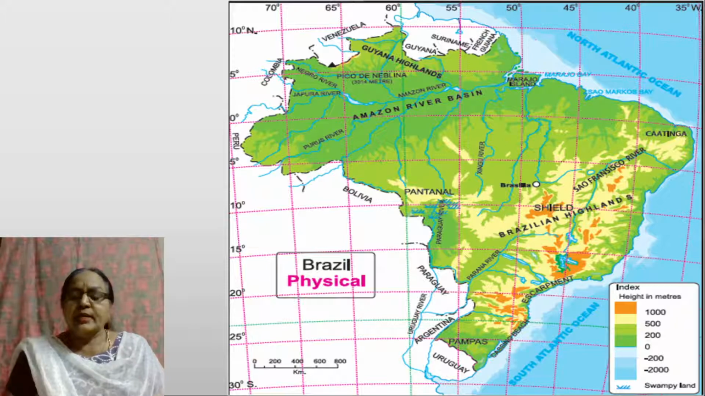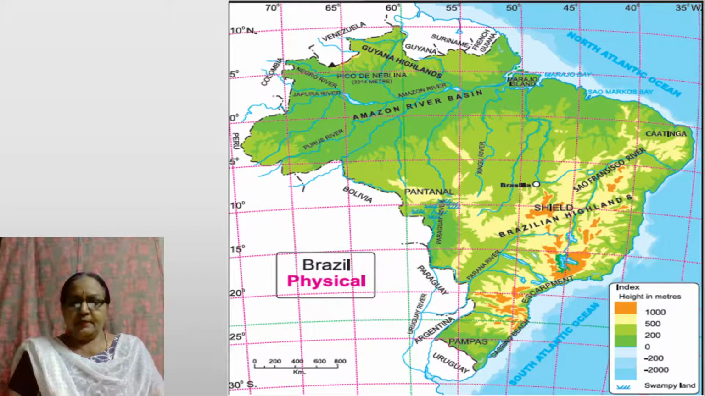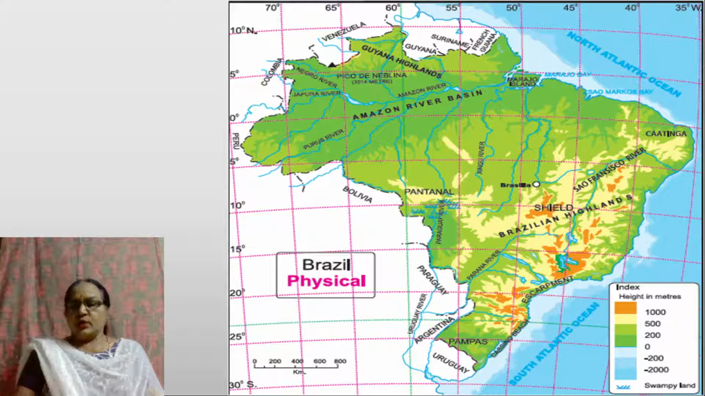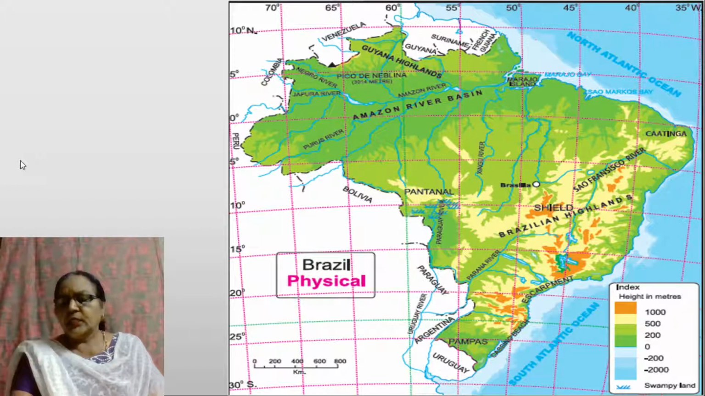Okay, now let's come to physical features of Brazil. We have just completed India. Let's move over to Brazil. Physical features now. Unlike India, you find there are very few places which are high; the maximum, if you see, is just about 1,000 meters. But in India, you find many of the mountains are about 6,000 meters. But here in Brazil, there are very few areas which are about 1,000 meters.